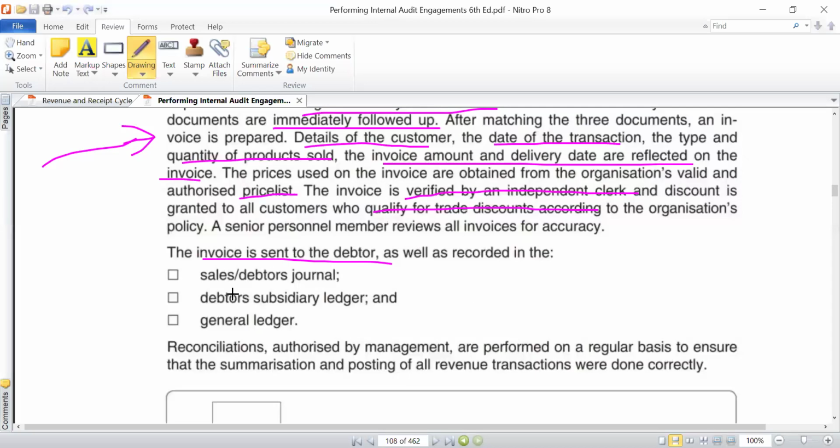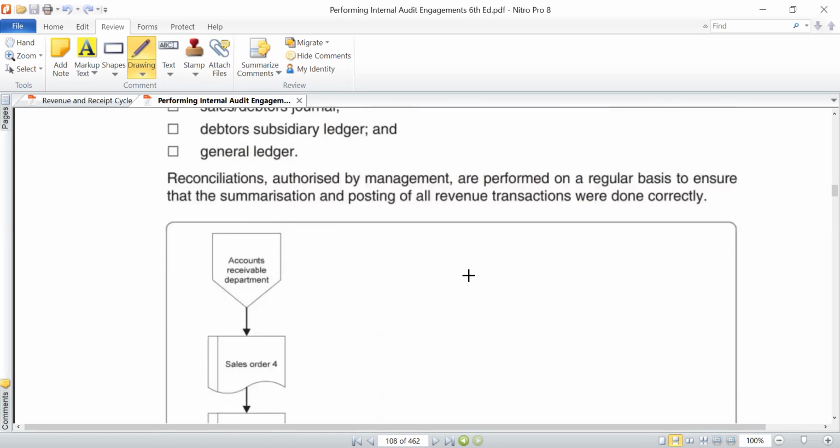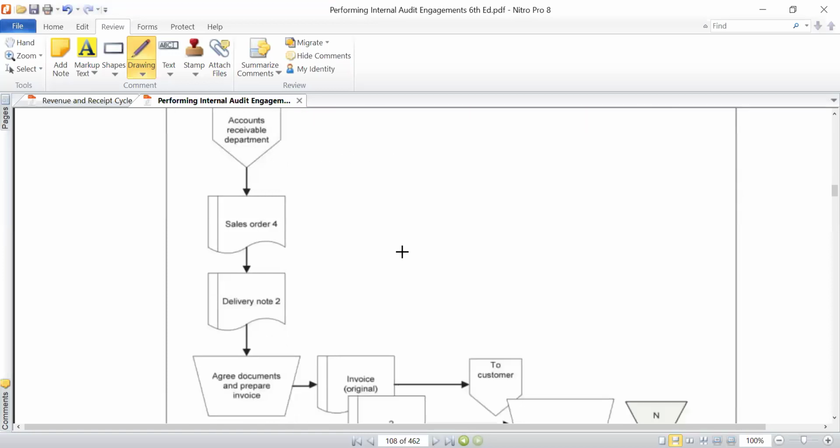So obviously, for record keeping purposes, guess what's going to happen? Once the invoice is issued, there's a copy that's maintained internally to be used for record keeping purposes, to record the sales in the sales journal, to also record the debtors in the debtors journal. And then, of course, ledgers are also updated for that matter. Now, here's the reconciliation authorized by management, which should be performed regularly, and normally it's done monthly.